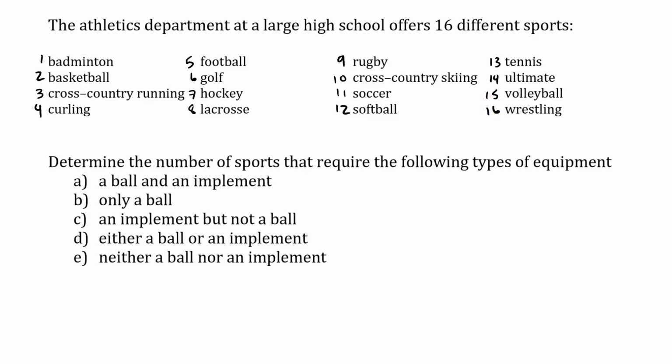So, determine the number of sports that require the following types of equipment: a ball and an implement, only a ball, an implement but not a ball, neither a ball nor an implement, and either a ball or an implement, or neither a ball nor an implement. Let's just define our sets here. So the universal set is the set of all sports.